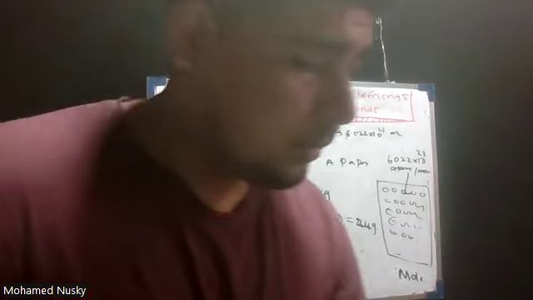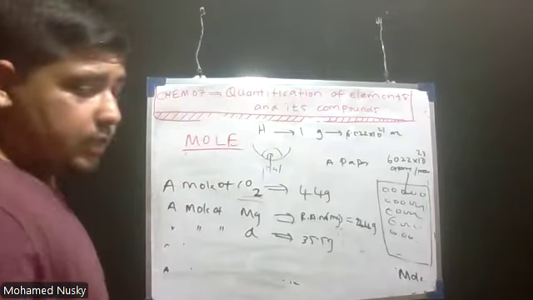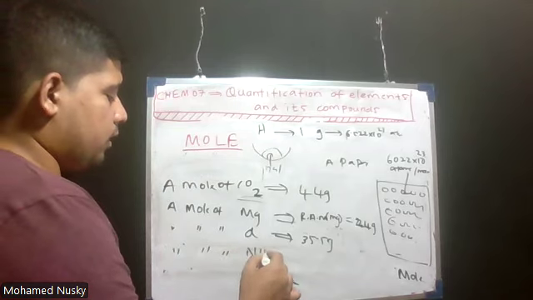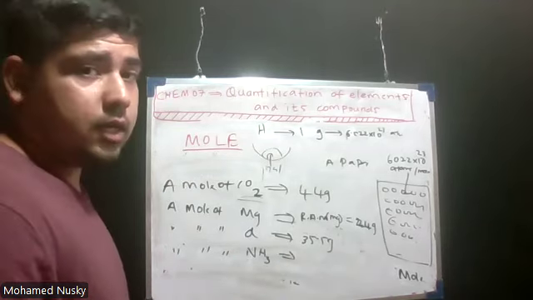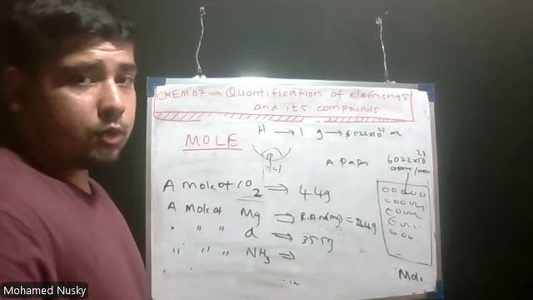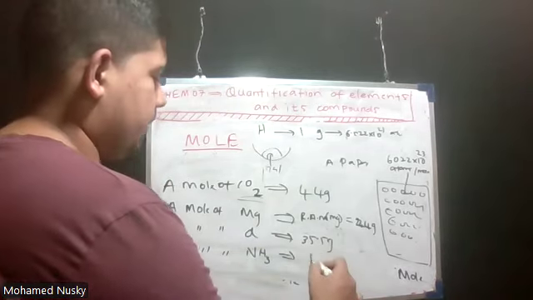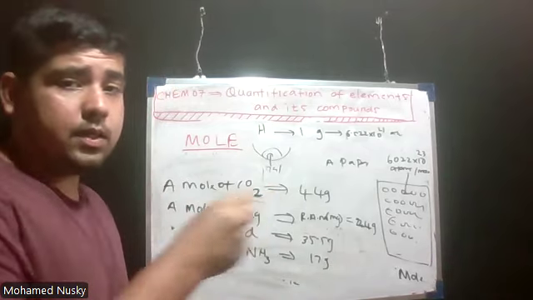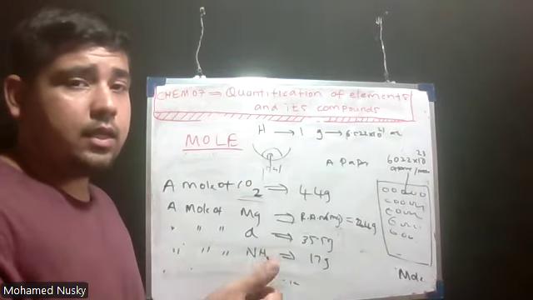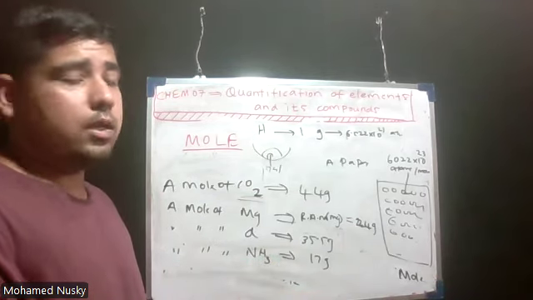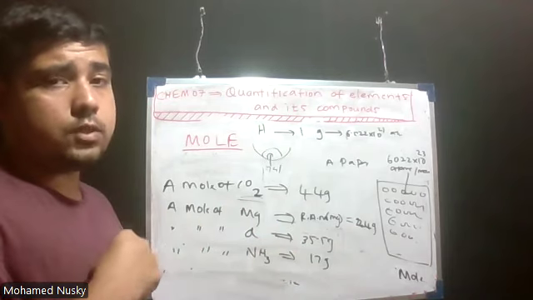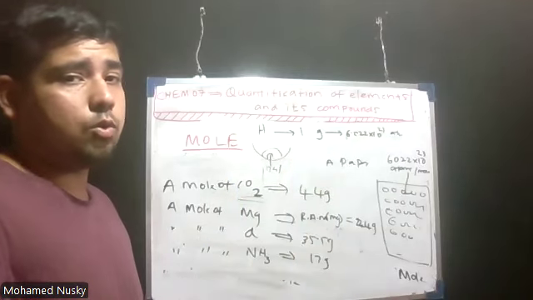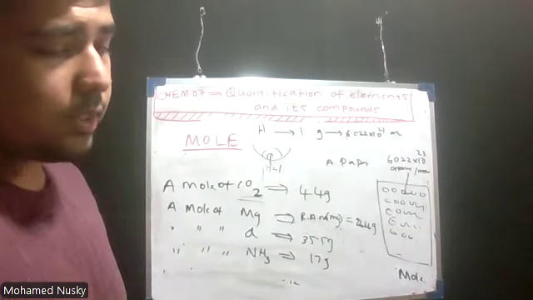Let me give you some examples. If I say I have taken a mole of ammonia, what is the relative molecular mass of ammonia? That is 17 grams. It means I have taken 17 grams of ammonia. If I take 17 grams of ammonia, then I can say there is a mole of ammonia. If I take 44 grams of CO2, then I can give the term for that sample, that is a mole of CO2. Okay, that's it.